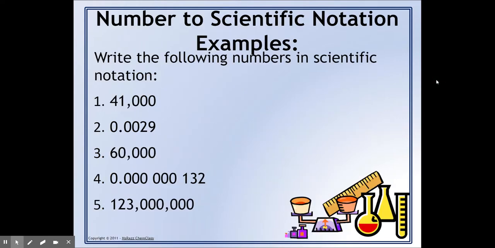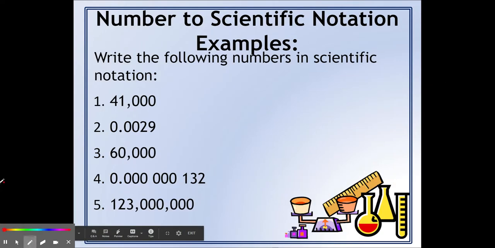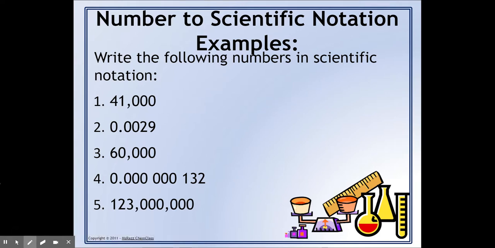Here are some examples. All right. So the following numbers we're going to write in scientific notation. Our first example is 41,000. Anytime you see a regular number like that, the decimal is always at the end if it's not shown. We want to move it so that there is one number in front of the decimal place. So we're going to move it between the 4 and the 1. My new number, my scientific notation number, is going to be 4.1 times 10.